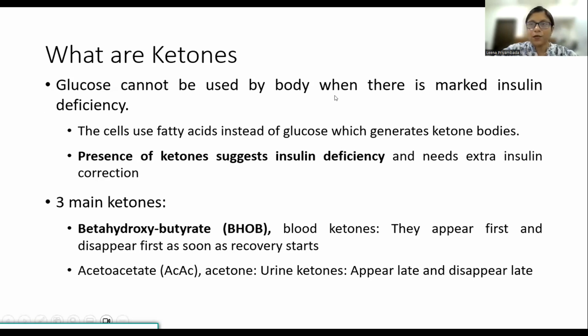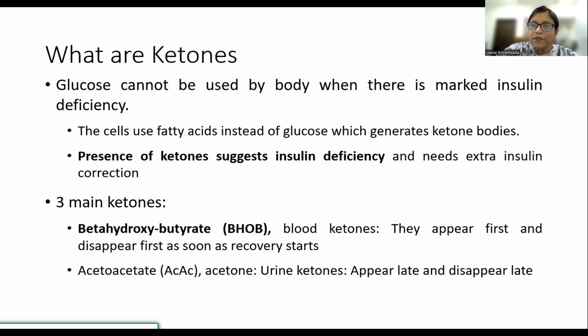Okay, so I will tell you a little bit more about ketones. There are three main ketones. One is beta hydroxybutyrate. Some people write it as BHB also, and these are the blood ketones. B for BHB, B for blood. These are the ones which appear first and they disappear first as soon as we give insulin, as soon as the ketosis starts improving. This is the one which improves first.